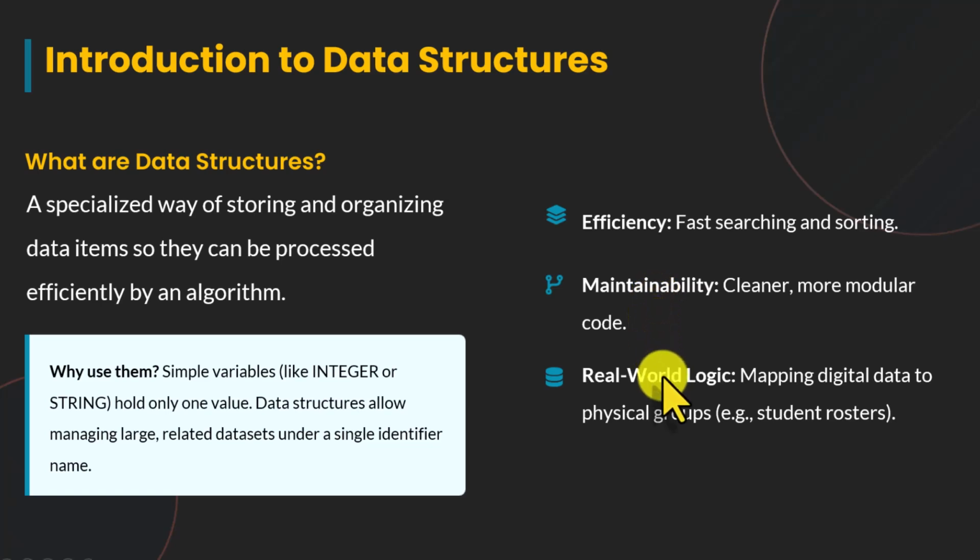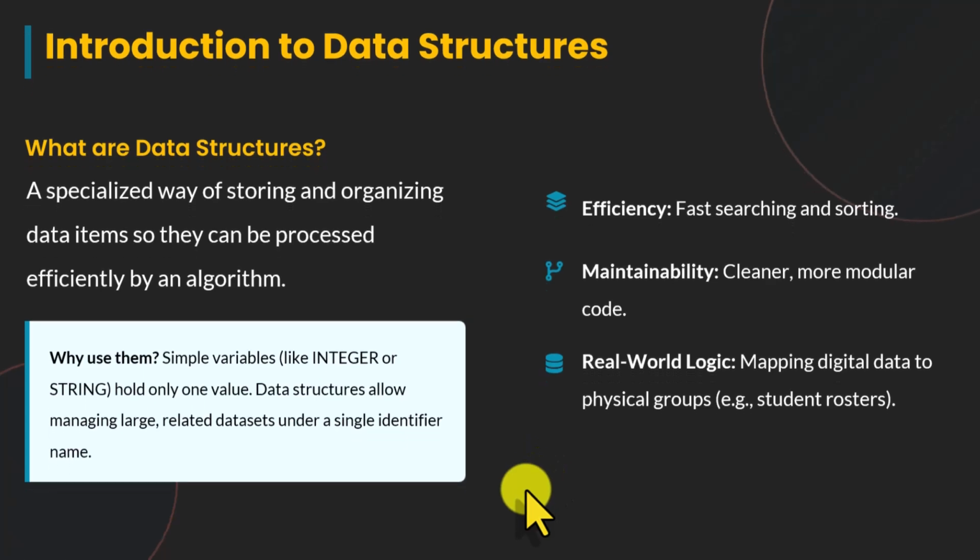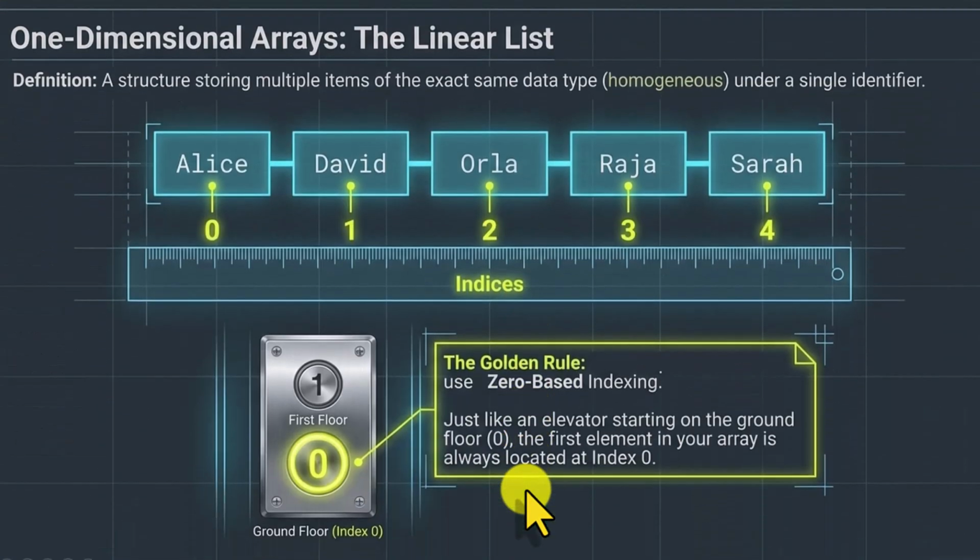And it maps digital data to physical groups, like student rosters, groups of students, lists of players, things like that, so we can work with them very well. And in the types of data structures, first of all, we are going to talk about arrays, and inside arrays is a one-dimensional array.